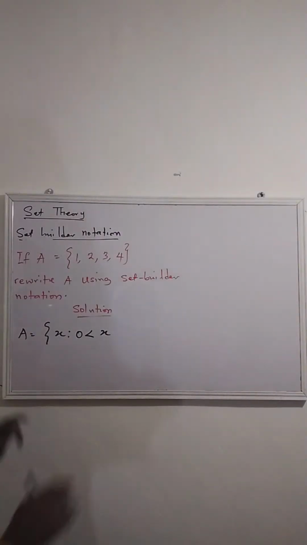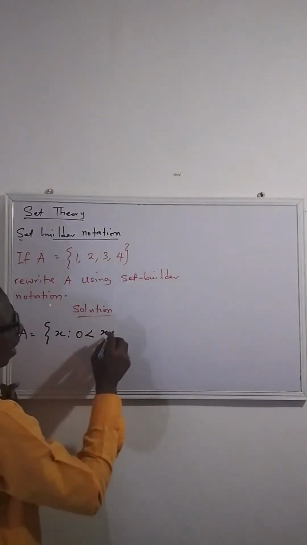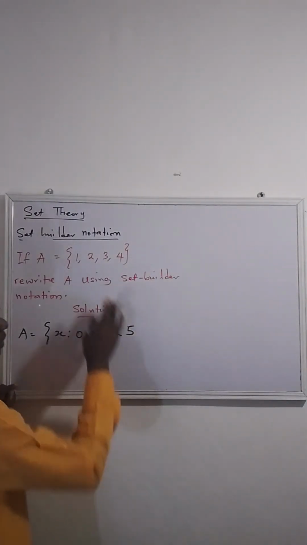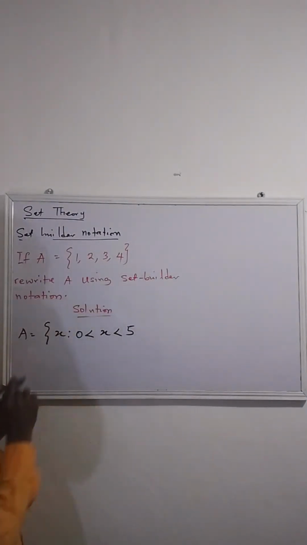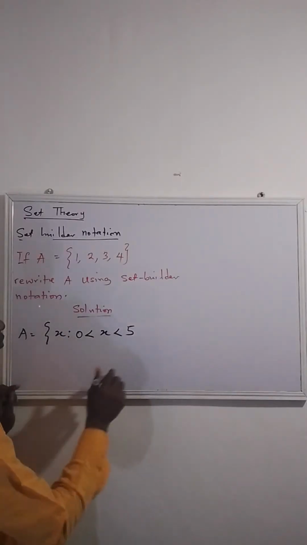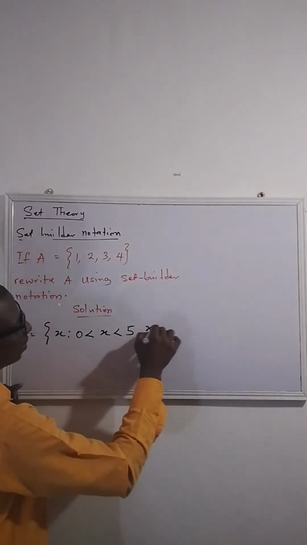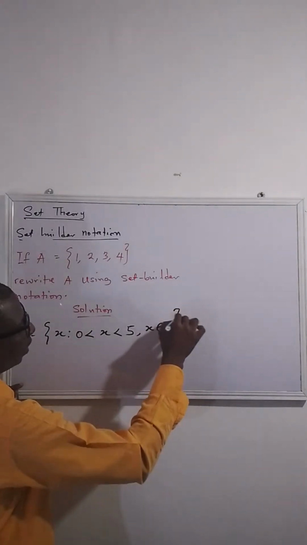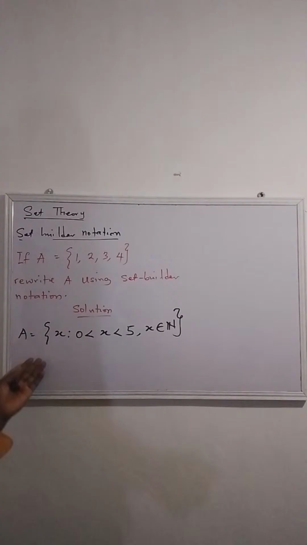And also, all these numbers are less than 5. They are all less than 5. So now, where x is a natural number. Okay, you can see?